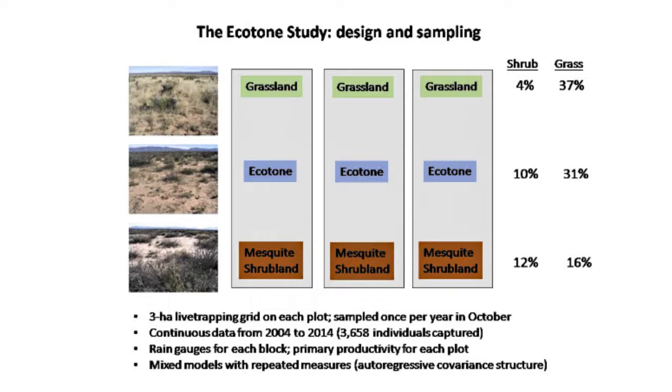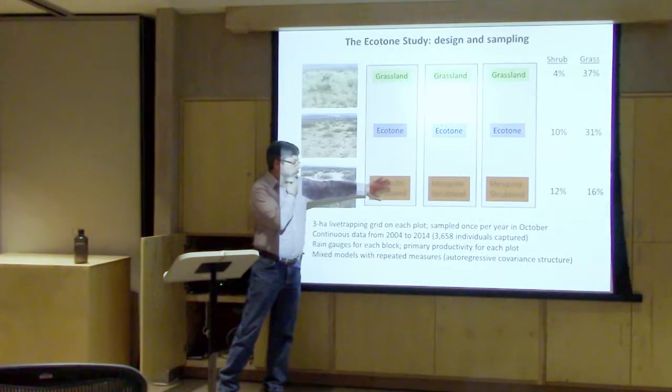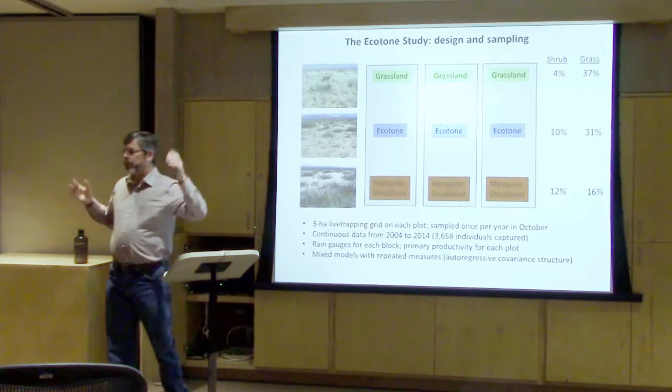Okay. Again, we have 11 years of data, over 3,600 captures. We measure NPP on the rodent trapping grids, and then we have precipitation data kind of at the pasture scale.